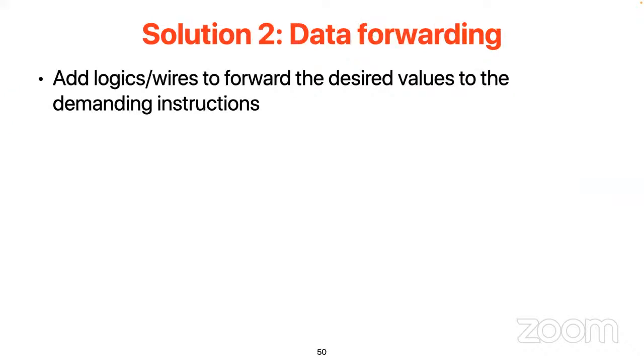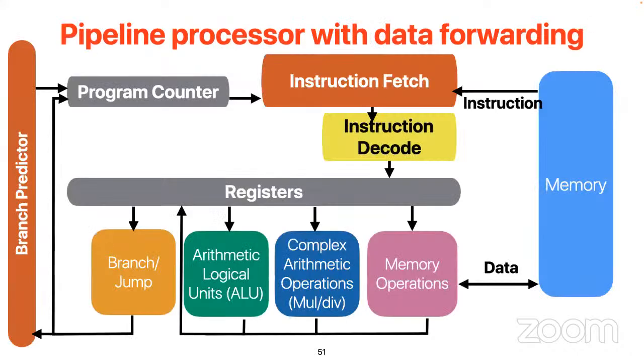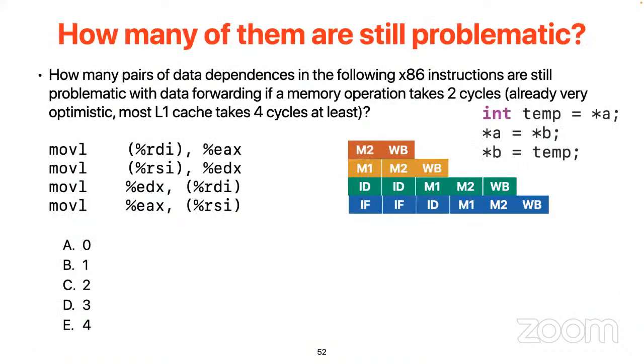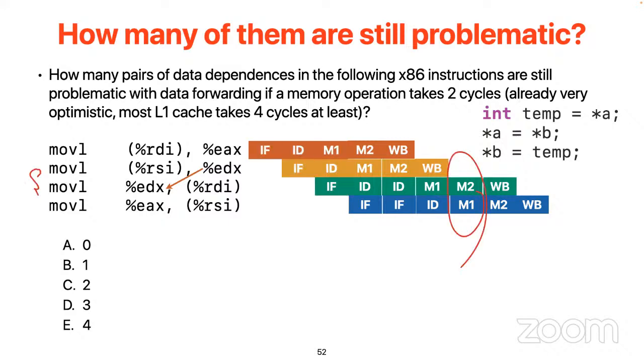So the second solution, which is the solution that most processors would take right now, is called data forwarding. And for this class, I don't want to make this too complex. I just want to let you know that modern processors have the capability to forward the value to other functional units whenever you need it. So the good thing about this, right, for the previous case, you only have to stall for one cycle because of this and this.